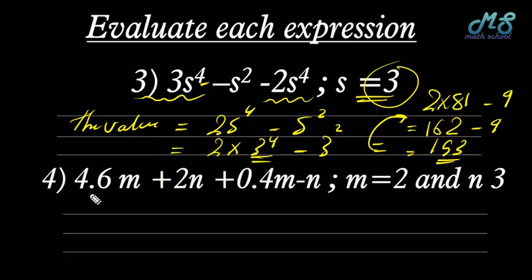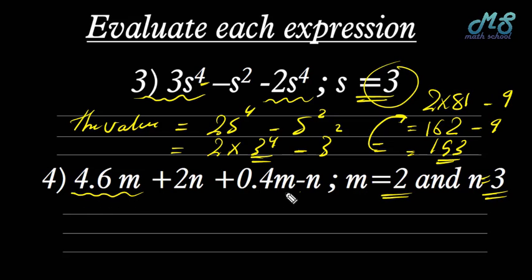Number 4, 4.6m plus 2n plus 0.4m minus n, m equals 2 and n equals 3. Now, guys, we have an algebraic expression. We have two variables, m and n. What's the first step? The first step is what, mister? Yes, collect like terms.